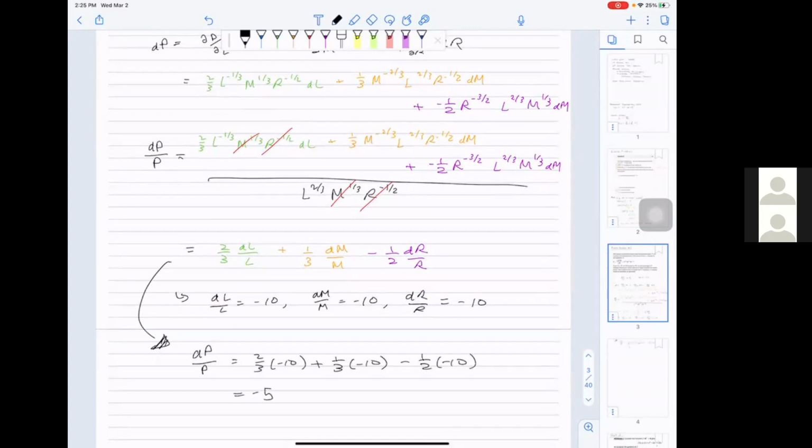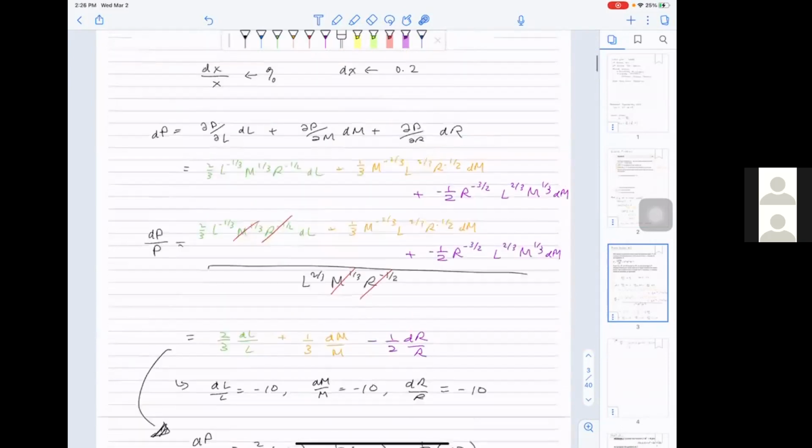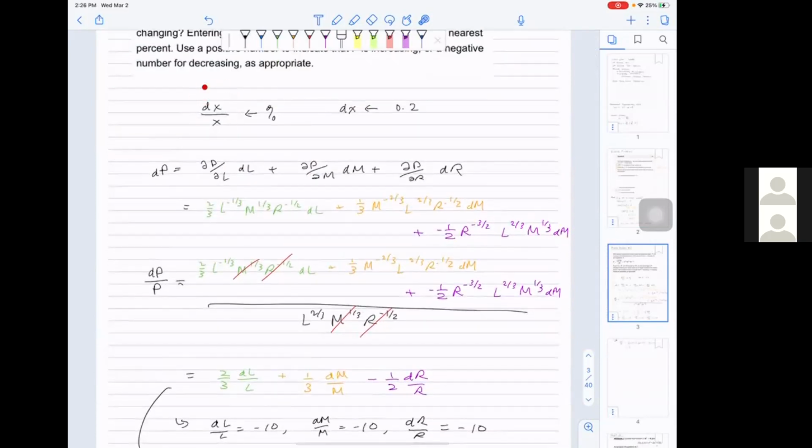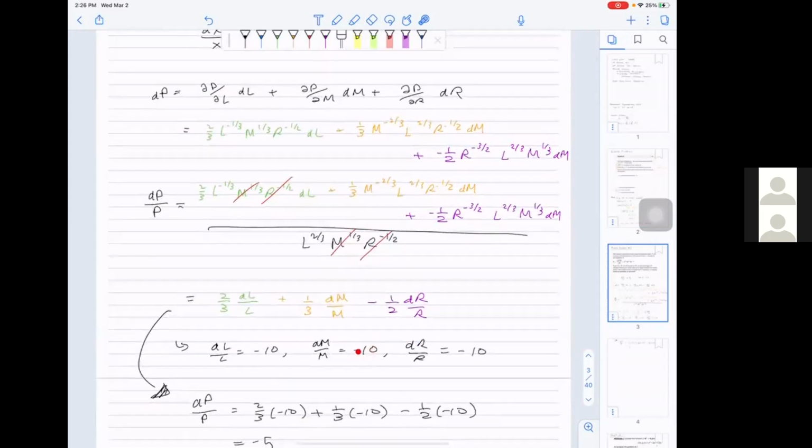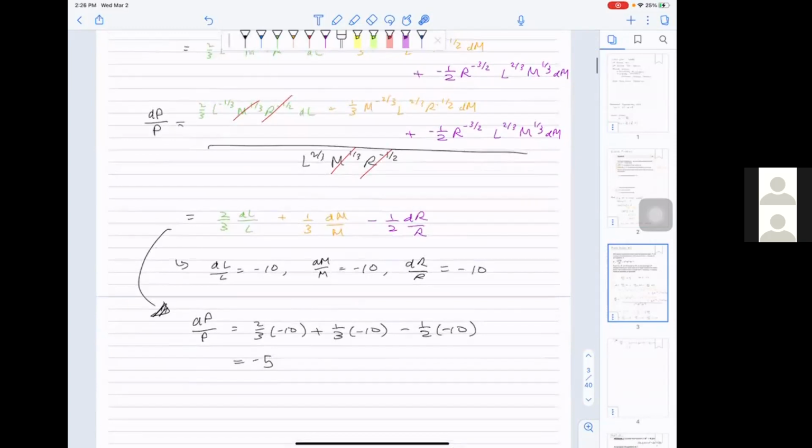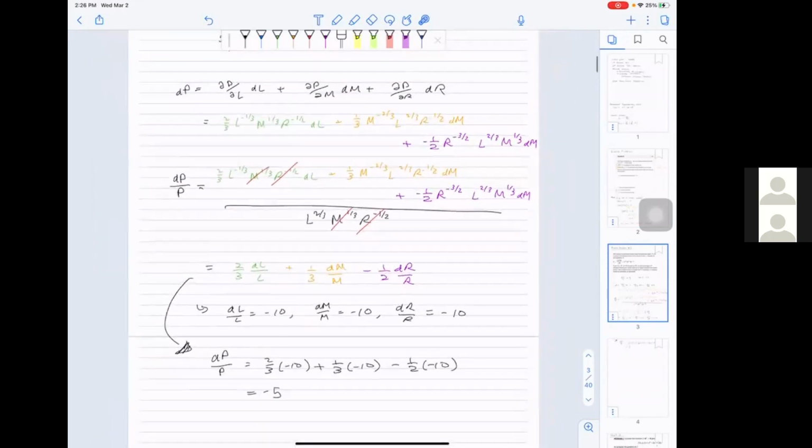Why wouldn't it be like minus 0.1? Oh, because percentages, I said, are always represented like this. So it can just be 10. Yep. And so this tells you that p decreases by 5%. So you just take the number percent. Any questions on that?